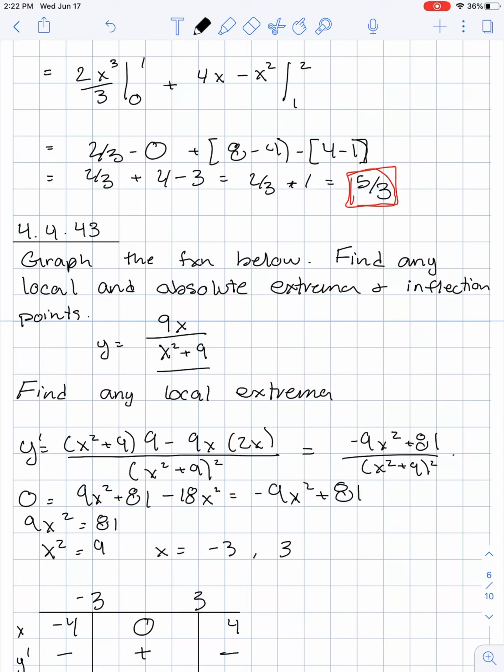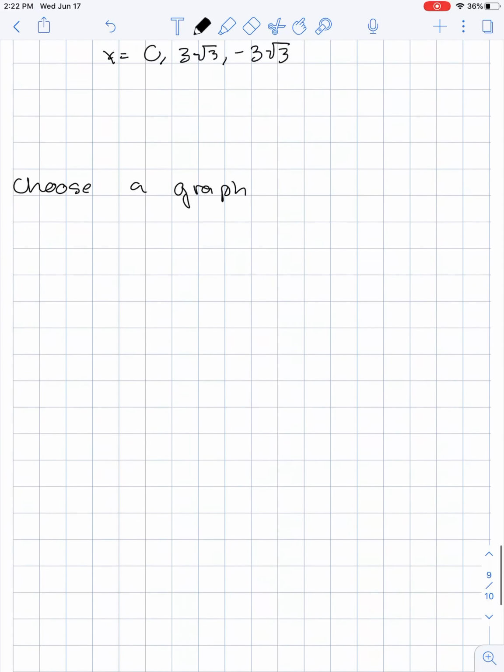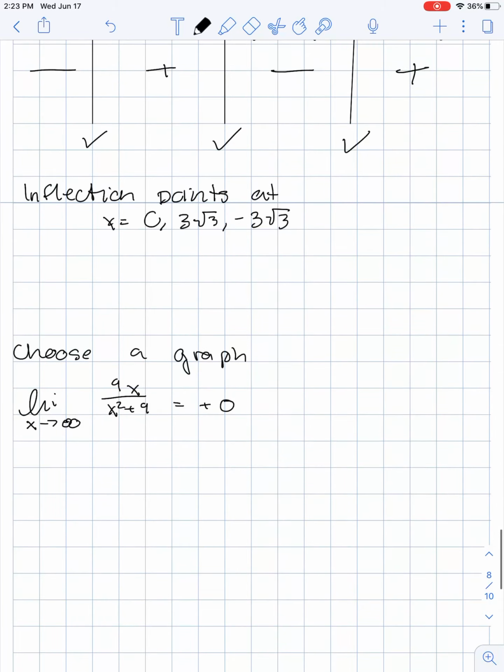So as x goes off to infinity and -infinity, this whole guy is going to 0 because the bottom's going to get really, really big. So I can write that out. Limit as x goes to positive infinity of 9x over x squared plus 9 is going to equal, I write positive 0. That's important. 0 from the positive side, okay?